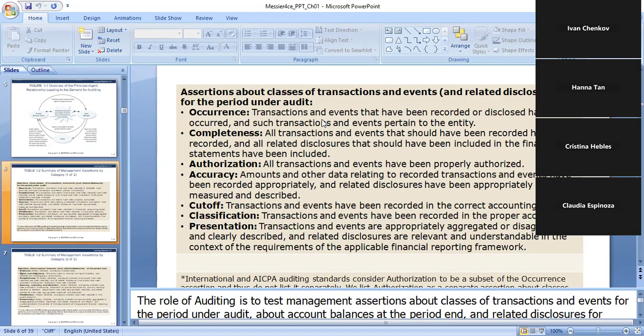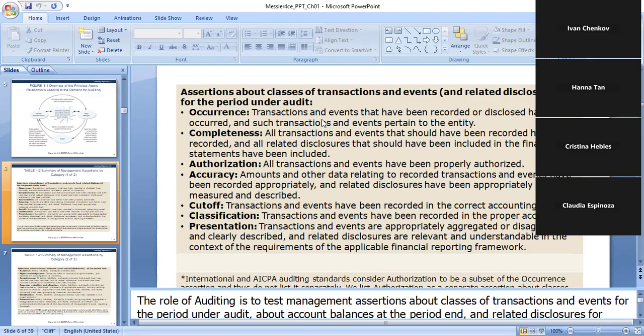Because I may have an event, the purchase of a truck. That event has been recorded in the financial statement through the journal entry. The transaction has been approved, but the amount of the truck was incorrect. So occurrence, completeness, authorization are fine, but on the accuracy, we have a problem. So that's why we need the accuracy.